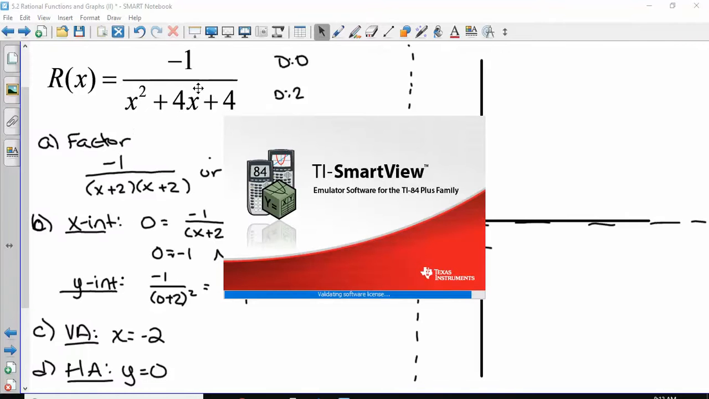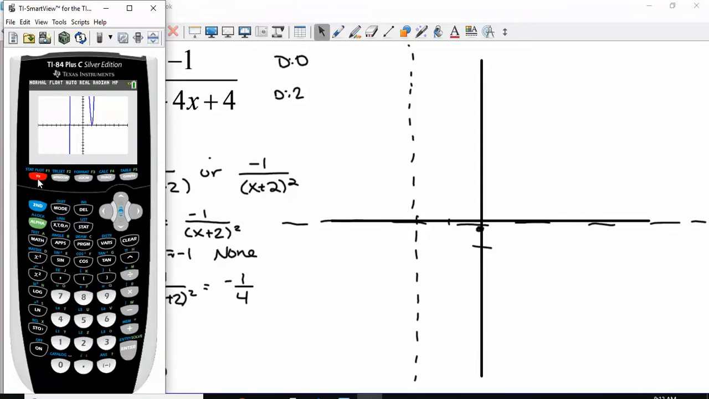I'd recommend graphing the original. So that was -1 over, put the denominator in parentheses, x squared plus 4x plus 4. Okay, so our calculator on the Chromebook does not draw in the asymptotes for you. But we know where they are.